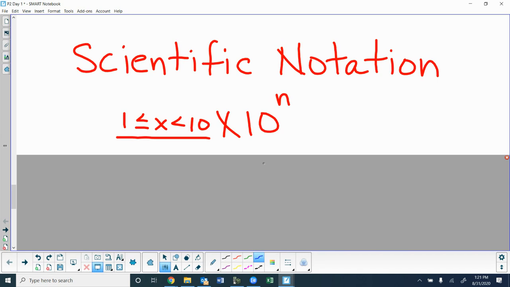This little inequality is telling you that the number that I'm multiplying by 10 has to be between 1 and 10. 1's okay, 10's too big. If it's 10 or bigger, you have to change it to a number smaller than 10. And all you do is move the decimal point to do that.